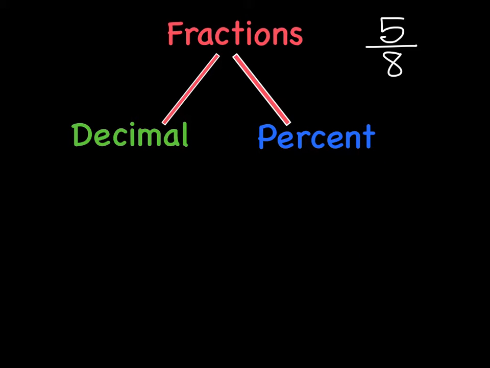Let's say you start with the fraction 5/8. To turn that into a decimal, remember that the fraction bar simply means the operation of division. So all that means is 5, your numerator, divided by 8, your denominator. And from there, you add in a decimal and you divide it.